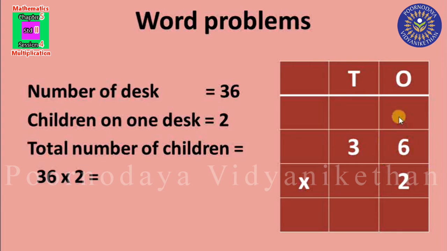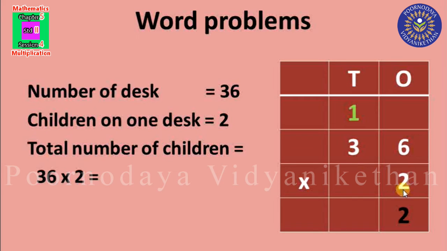Start from the ones position. 6 into 2. 6 2's are 12. So you have to write 2 here, 1 carry over. Isn't it? Next what you have to do? 3 into 2. This is cross multiplication. The 3 multiplied by 2.